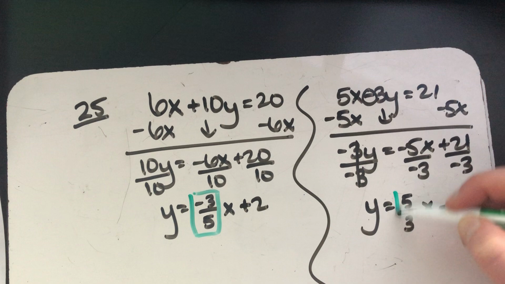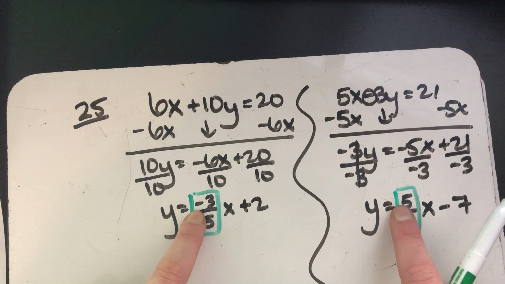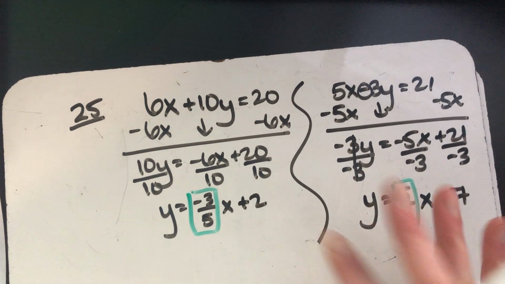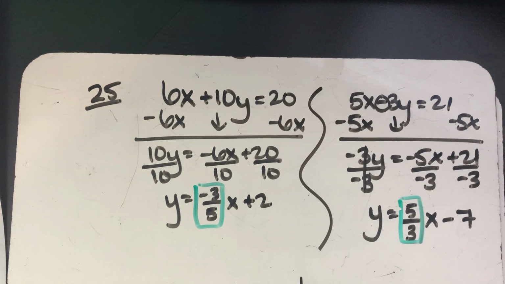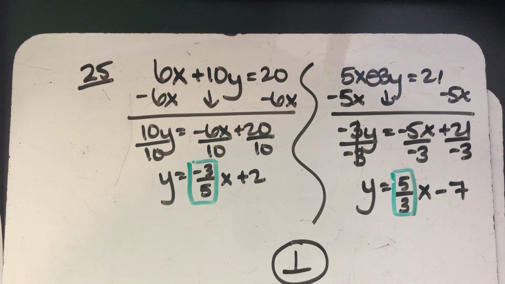So now if I look at these two, I see that I have negative 3/5 and 5/3. Are they the same? No. Did they flip? Yes. But is it the negative reciprocal? They flipped, that's the reciprocal. Is it negative? Yes, they negated. They changed from a negative to a positive. So it flipped and changed signs. Therefore, they are perpendicular lines. They are perpendicular to each other.